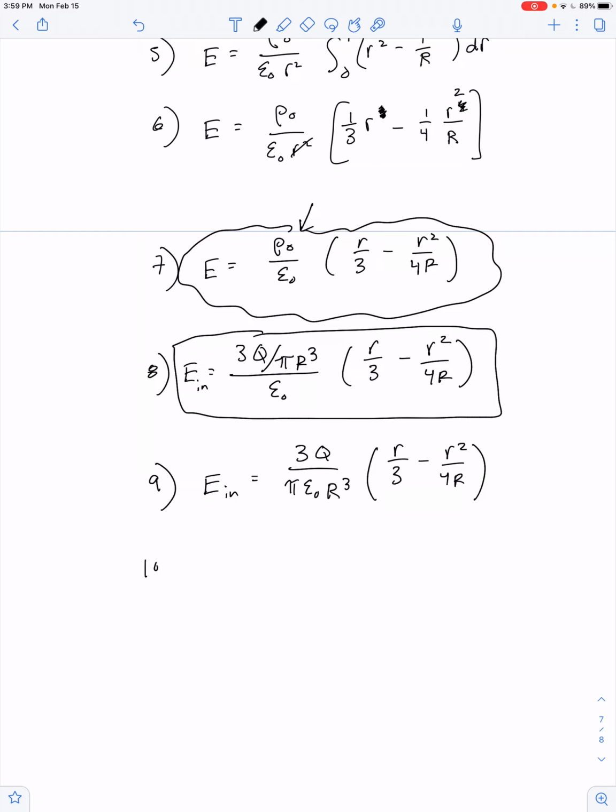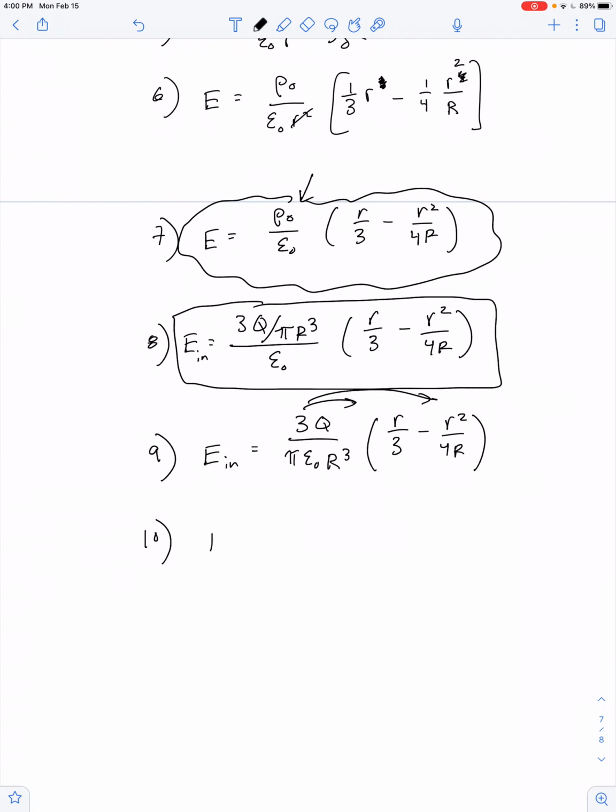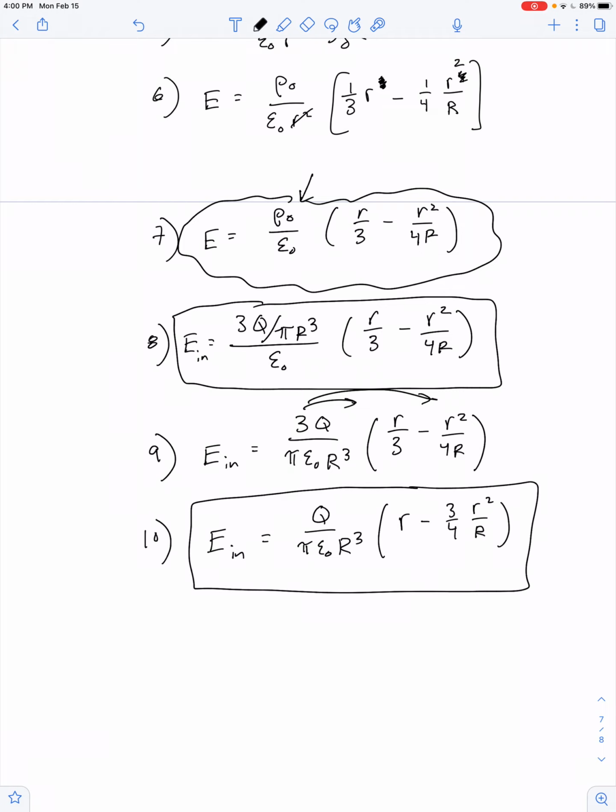Maybe we go to a 10th step. Maybe I distribute this 3 into here, right? I like that. Okay, I promise I'm going to stop here at line 10. The electric field at points inside the cloud is equal to Q over pi epsilon naught capital R cubed times R minus 3/4 r squared over capital R. There. Good. Done. All right.